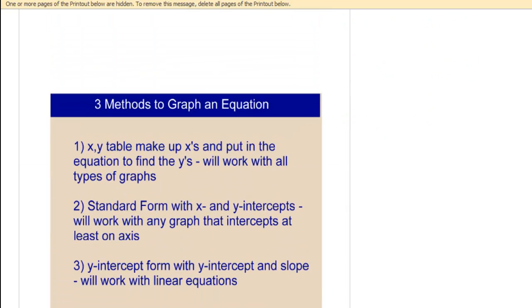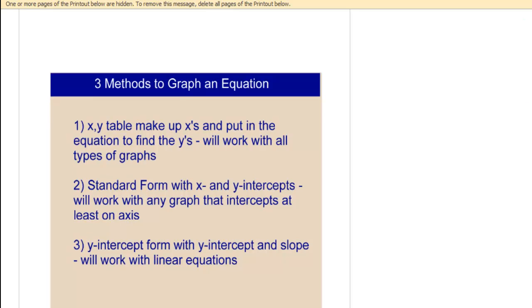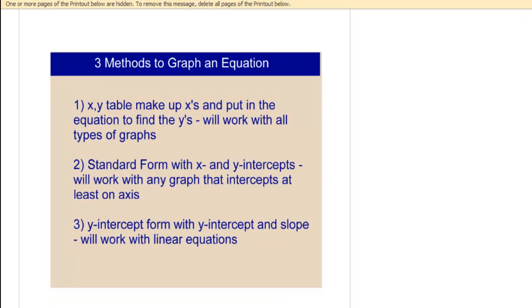There are 3 methods for graphing an equation. The first one we learned is to make a table. And making a table, I call it an XY table, but making a table is great because it works with all types of graphs. So remember, we did some that were really funky, like y equals x squared plus x minus 5. We can graph anything. This is not a linear equation. This was actually a type of parabola. But you can graph anything with a table. And that's why it's important to know how to use tables.